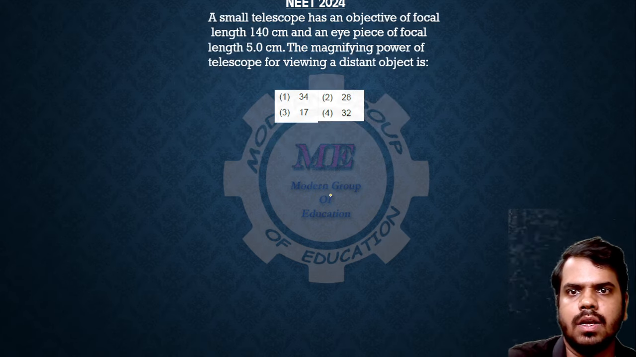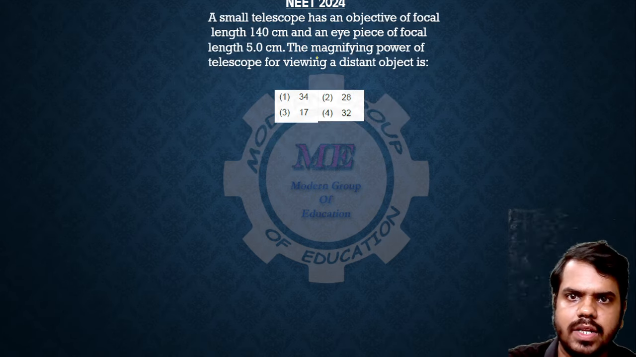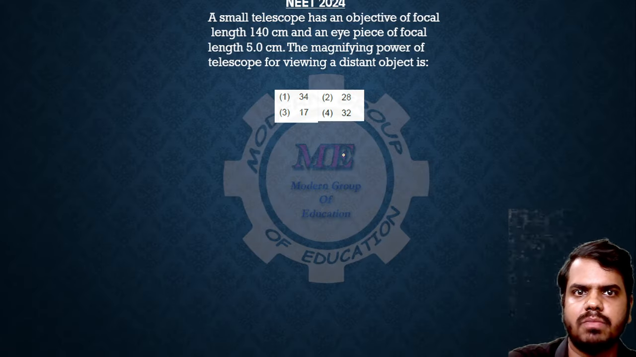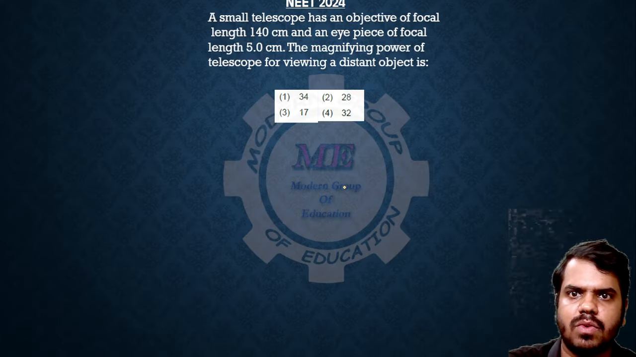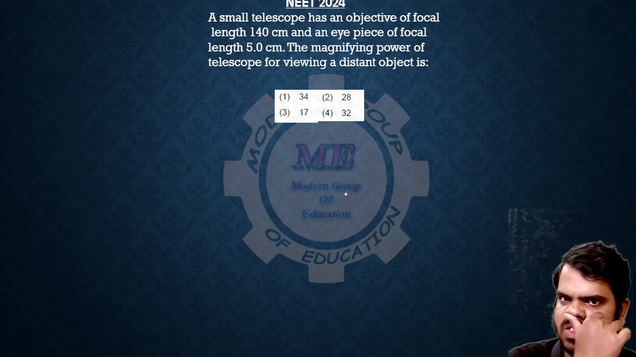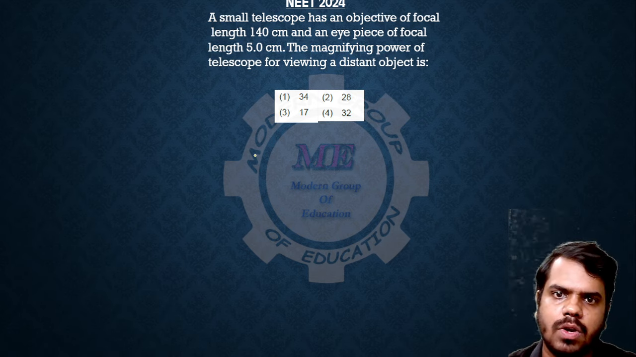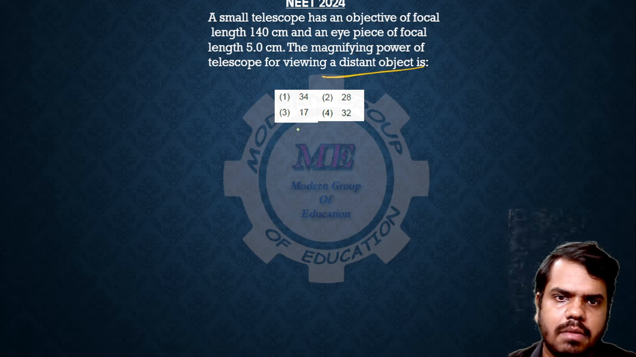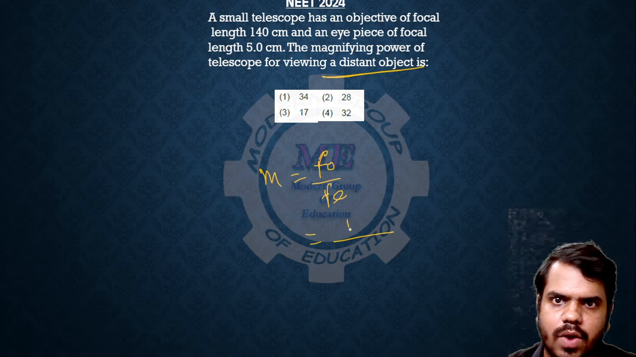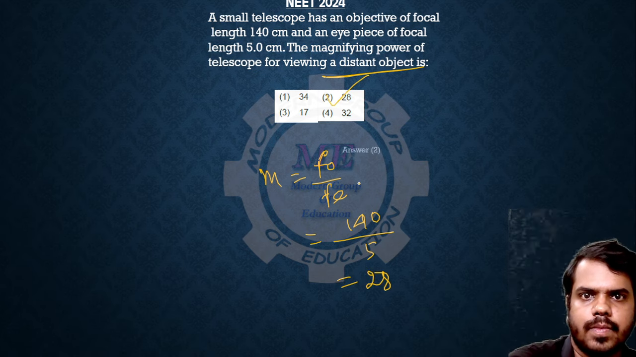A small telescope has an objective of focal length 140 cm and an eyepiece of focal length 5 cm. The magnifying power of the telescope for viewing a distant object is, so distant object means this is the relaxed eye case. So M will be fo by fe, that means 140 by 5, which is 28. That is the answer. Option 2 is correct.